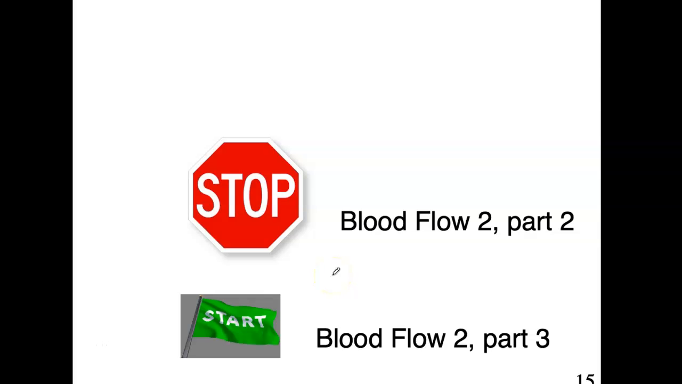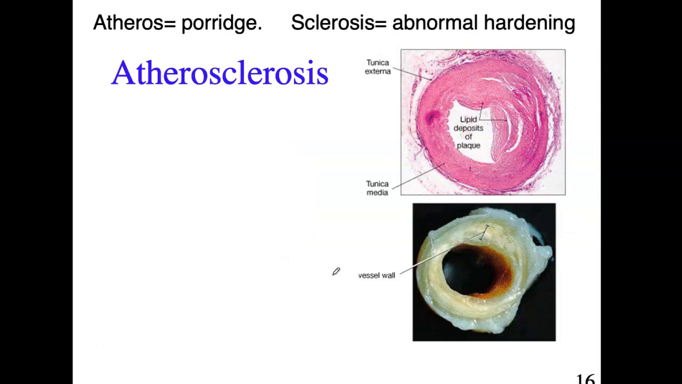Hi guys, let's move on to part 3 of blood flow, second section. This is a section where we talk about disease more and atherosclerosis. If you break down that word, atheros means porridge, sounds terrible, and sclerosis is abnormal hardening.